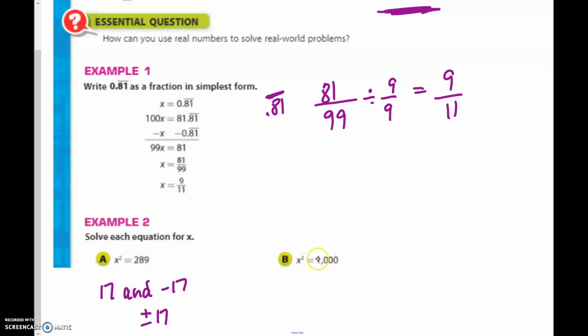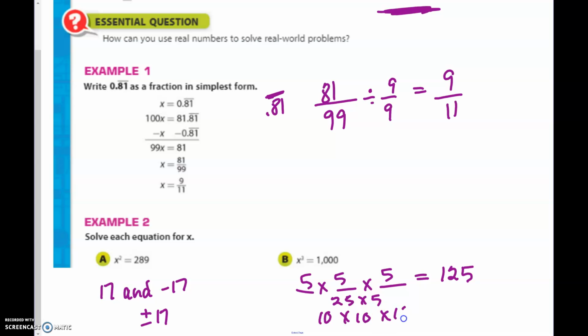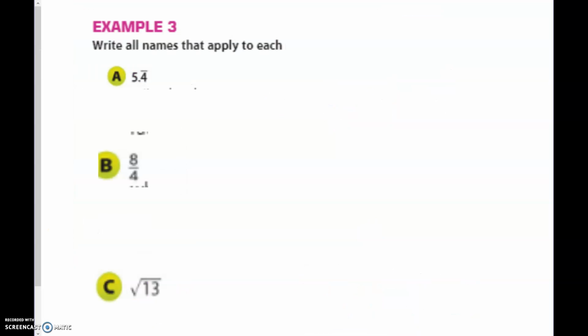All right, this one is a cube root. So what times what times what? If I do 5 times 5 times 5, this is 25 times 5, which is 125. Well, that's not enough, so let me try something else. Let me try 10 times 10 times 10. 10 times 10 is 100, and 100 times 10 is 1,000. What number cubed? So the answer is 10.